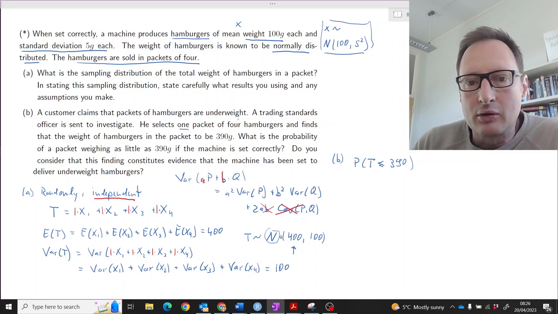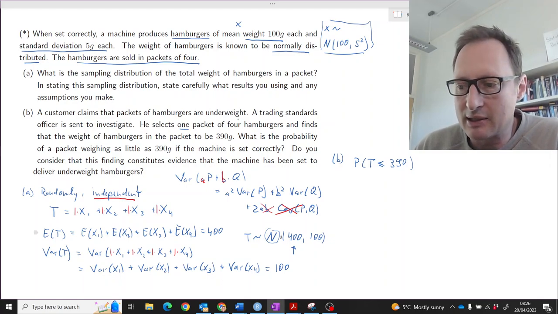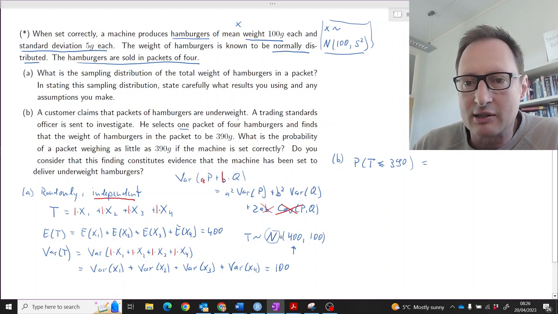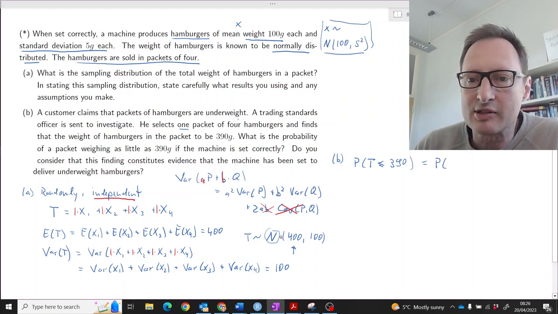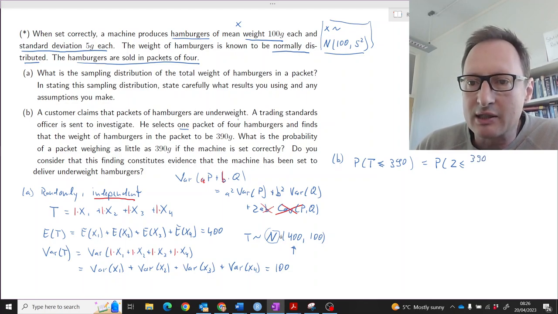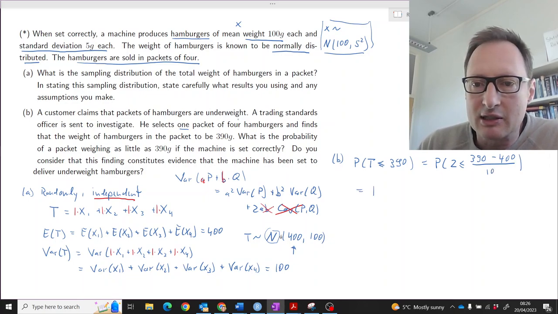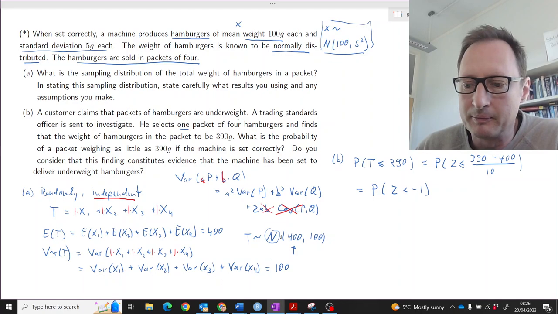Now, we know the distribution. T is normally distributed with mean 400 and variance 100. We don't have a table for this distribution, so we need to standardize it. Therefore, we're applying our standardization formula. That is the same as Z, the standard normal random variable, being smaller or equal to 390 minus the expected value, which is 400, divided by the standard deviation, which is the square root of 100, which is 10. So when we calculate that, we get the probability of Z being smaller than negative 1.